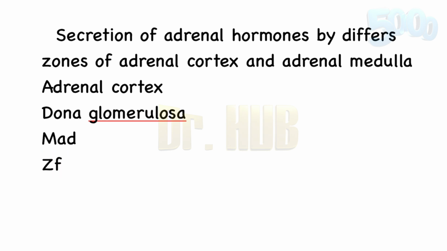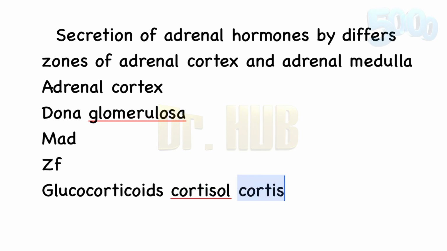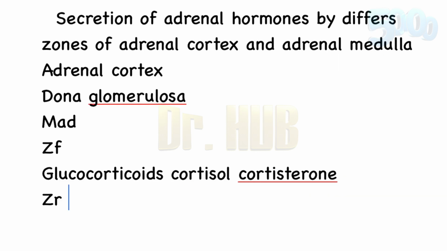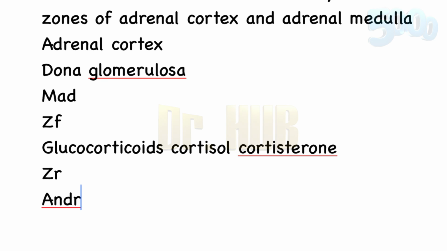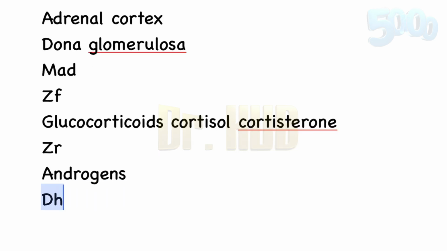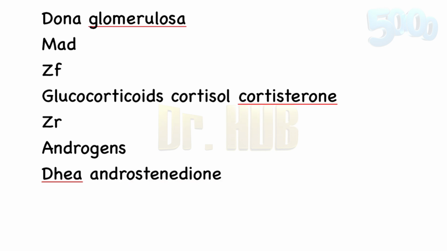Next we move on to the ZF. ZF stands for the glucocorticoids, cortisol and the corticosterone. So it contains the glucocorticoids and it also contains the cortisol and the corticosterone. Next we move on to the zona reticularis. Zona reticularis is androgens. Androgens, it has the DHEA as well as the androsterone, androstenedione. So we saw the zona glomerulosa, the fasciculata contains glucocorticoids, cortisol and the corticosterone, and the zona reticularis, that is the DHEA and the androstenedione.